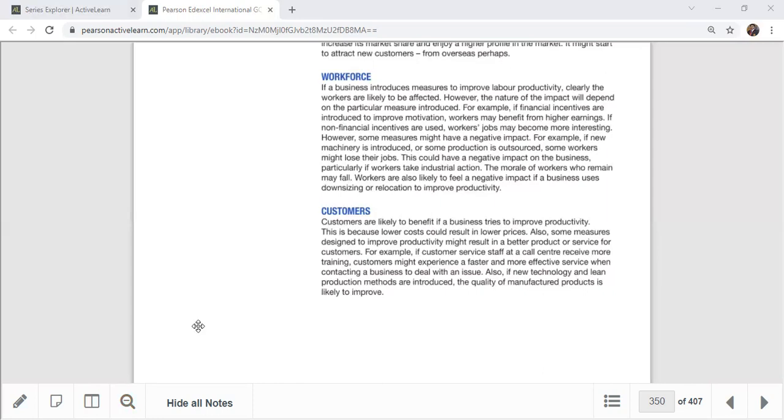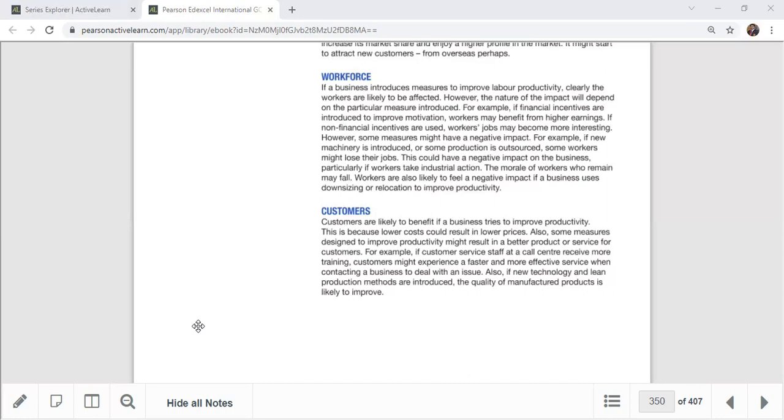Yes, sure. Customers are likely to benefit if a business tries to improve productivity. This is because lower costs could result in lower prices. Also, some measures designed to improve productivity might result in a better product or service for customers. For example, if customer service staff at a call center receive more training, customers might experience a faster and more effective service when contacting a business to deal with an issue. Also, if new technology and lean production methods are introduced, the quality of manufactured products is likely to improve.